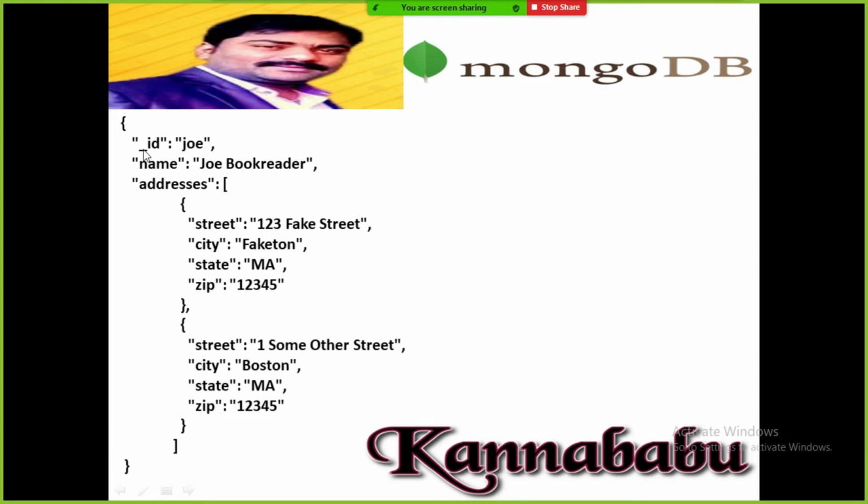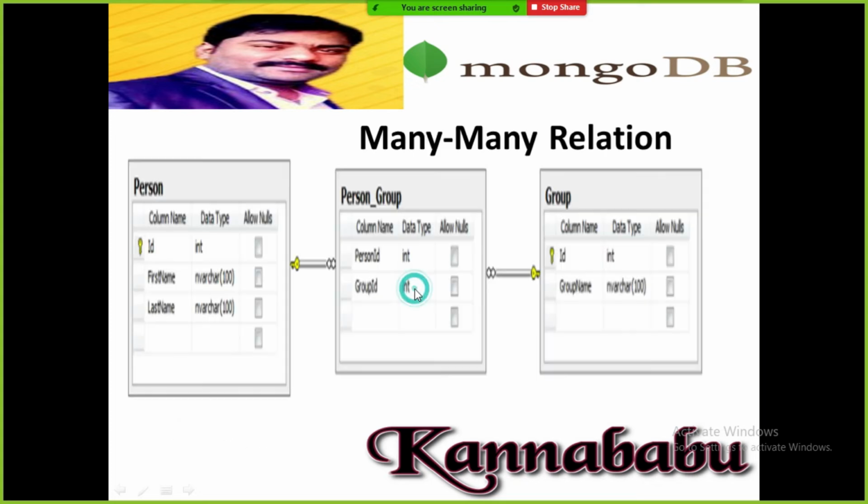So this is one to many relation. One patron will have many addresses, address 1 and address 2. Did you understand? Similarly, many to many relation. You see, this is the class diagram of your SQL. Here I have one person table and one group table. To establish the relation between person and group, here you can create one more table. Many to many relation. Is it clear?